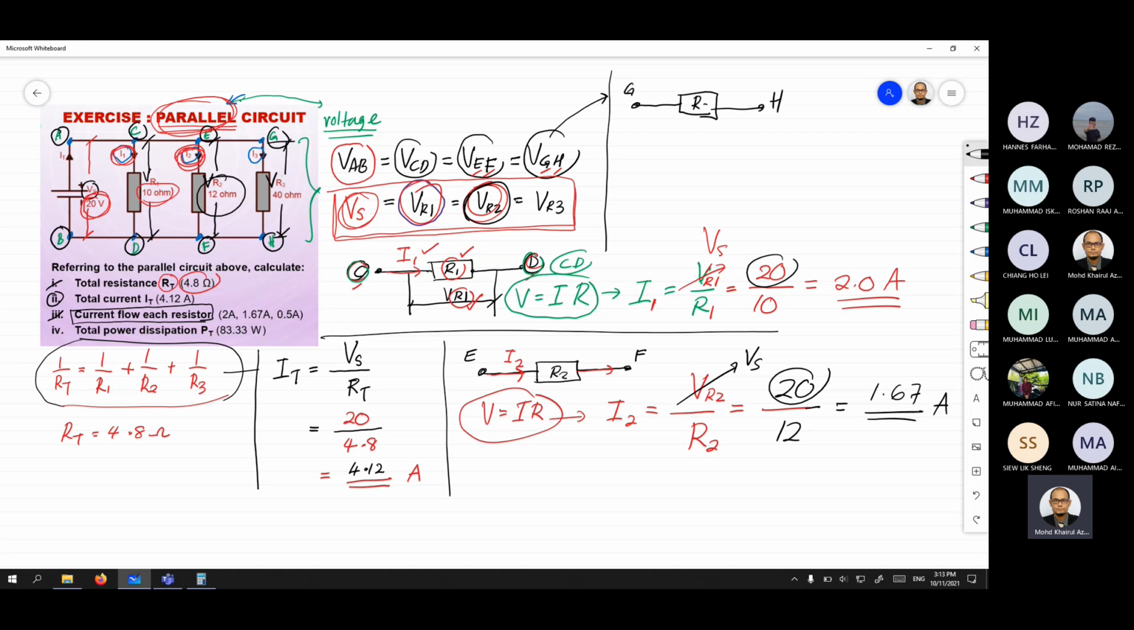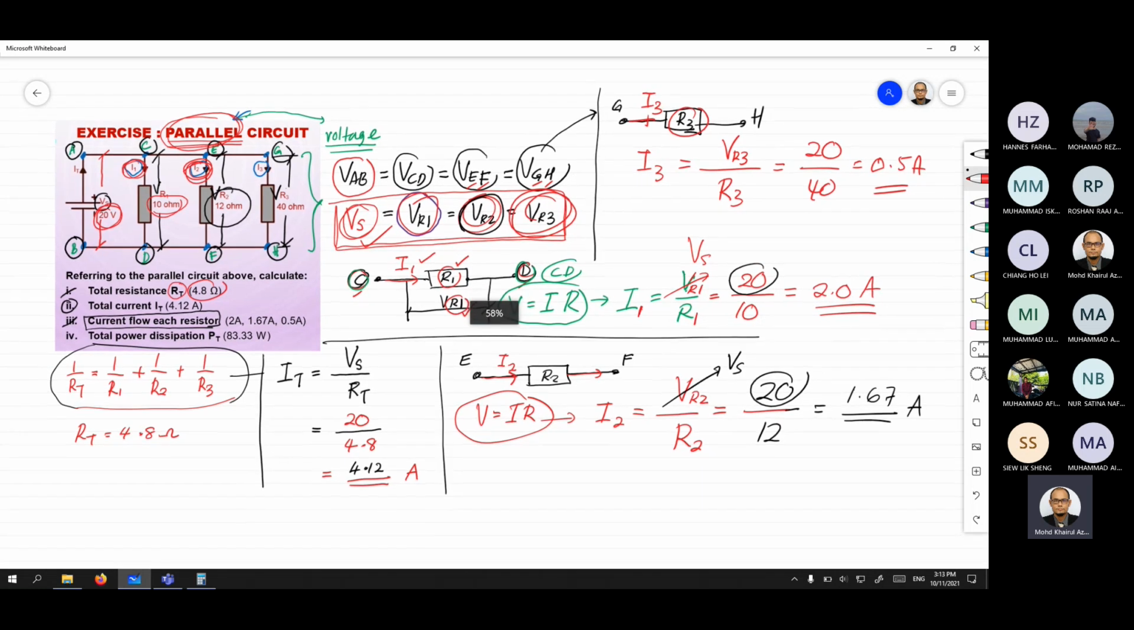Okay, you have R3 and then you have I3. So I3 is V over R. R what? R3. V what? VR3, which is equal to V supply. Just use 20 divided by 40 again. So this one is actually 0.5 ampere. Guys, if you encounter a parallel circuit like this, I encourage you to use this concept.